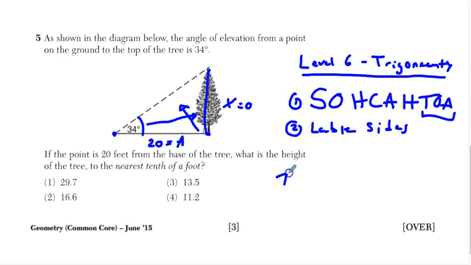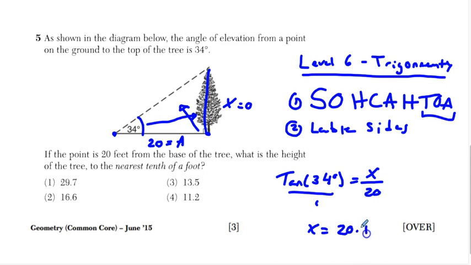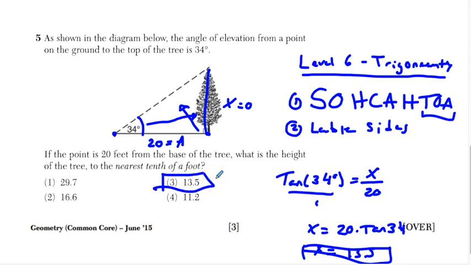So we set it up like this. The tan of the angle, which is 34 degrees, is equal to the opposite, which is x, over the adjacent, which is 20. All right, we cross multiply this and we get x is equal to 20 times the tan of 34. When we get that in the calculator, we get something that looks like this, 13.5 feet. That is our answer right there.